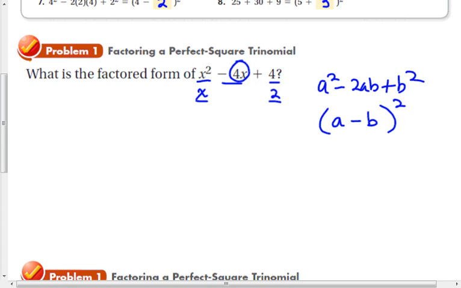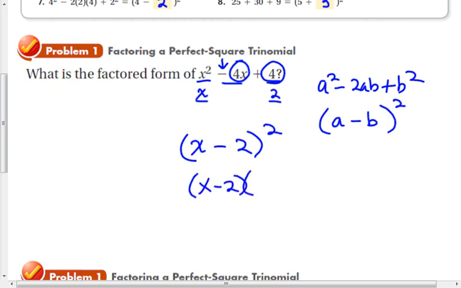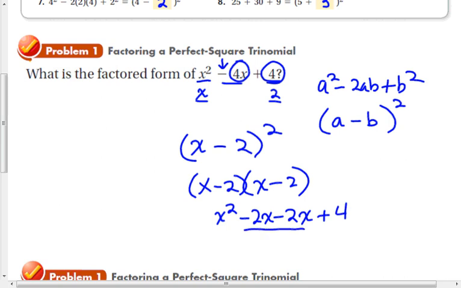So our a here is x, and our b here is the square root of 4, which is 2. And it's minus because of this subtraction here. So (x minus 2) squared. And to check that, you could just expand it. You get the first two terms are x squared, then the outside, the inside, and the last. And that equals negative 4x, so we're good there.